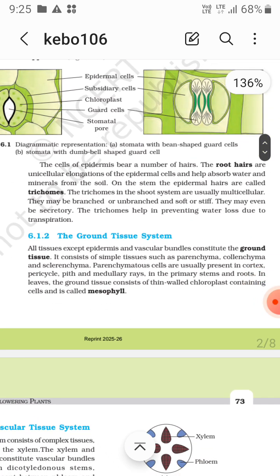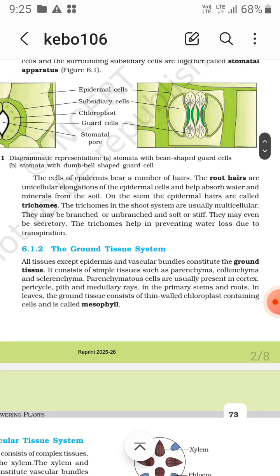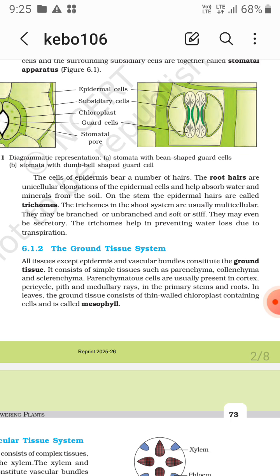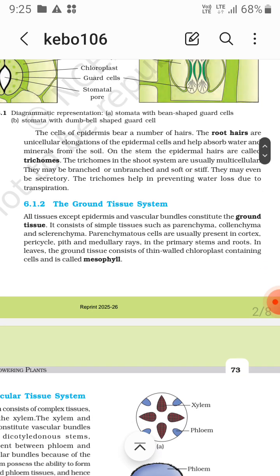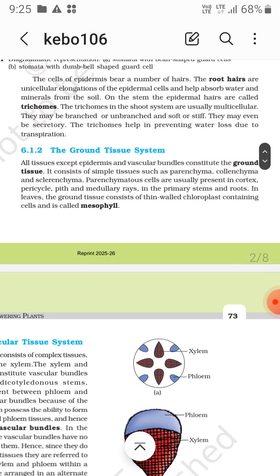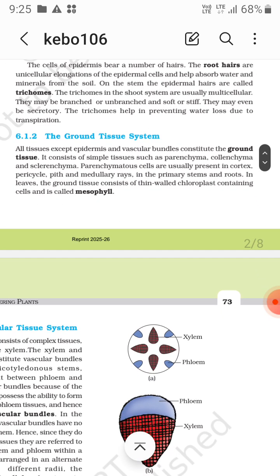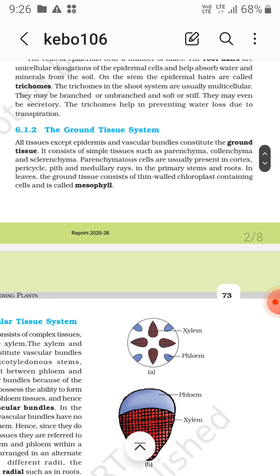Don't get confused. The cells of epidermis bear a number of hairs. The root hairs are unicellular elongations of the epidermal cells and help absorb water and minerals from the soil. On the stem, the epidermal hairs are called trichomes. In the shoot system they are usually multicellular, may be branched or unbranched, soft or stiff, and may even be secretory. Trichomes help in preventing water loss due to transpiration. Now the second system is the ground tissue system. All tissues except epidermis and vascular bundles constitute the ground tissues.